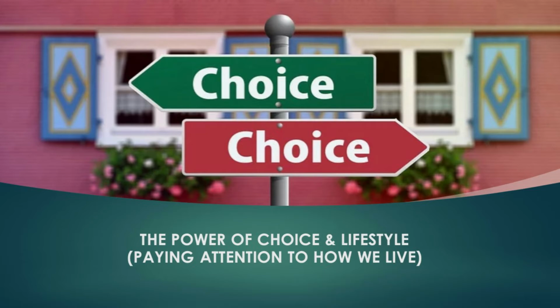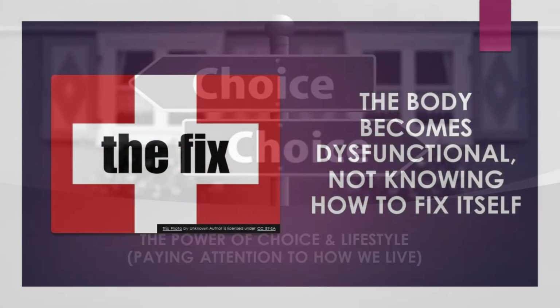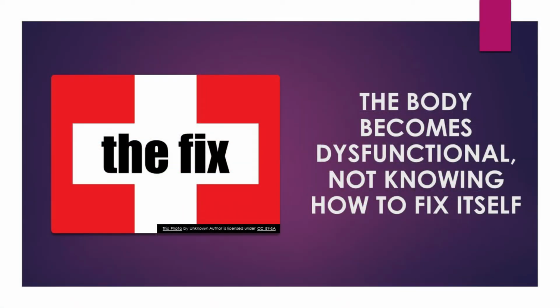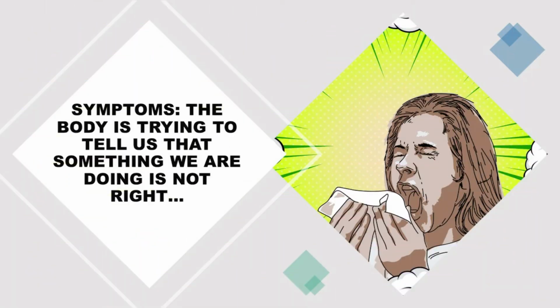And so lifestyle essentially is the problem. We do not pay attention to how we live and how we walk, how we talk, how we take action. We are unaware of most of these things, not intentionally, but because we have too much in our minds, which is what we call stress. These are all the things which become a problem because the body becomes dysfunctional, not knowing how to keep fixing itself. And so it appears as a symptom, and the symptom doesn't always mean it's broken. It's just the body trying to tell us that something you're doing is not right, something you're doing is inappropriate.